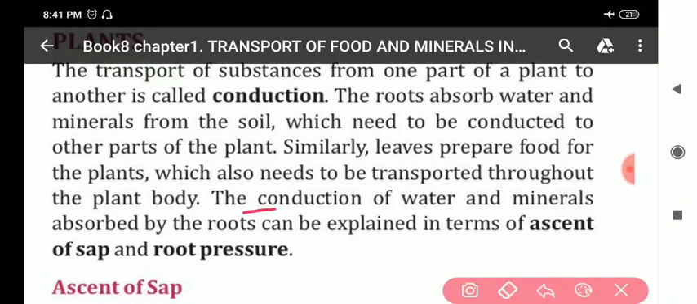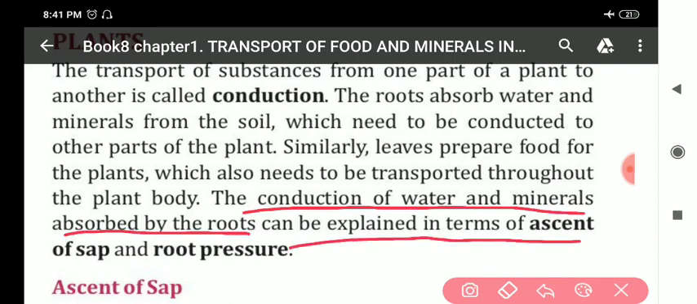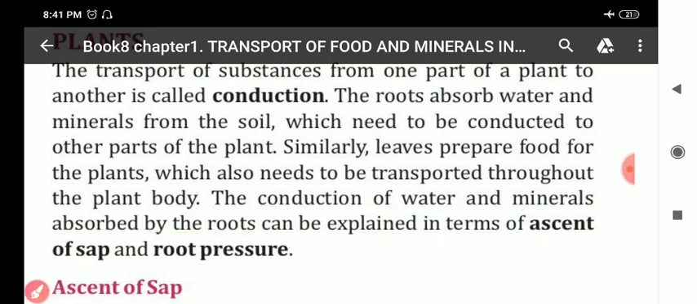The conduction of water and minerals absorbed by the root can be explained in terms of ascent of sap and root pressure. So, this conduction can be explained by two terms, ascent of sap and root pressure. Let us discuss one by one these two topics, ascent of sap and root pressure.